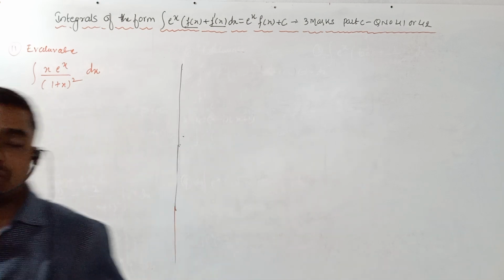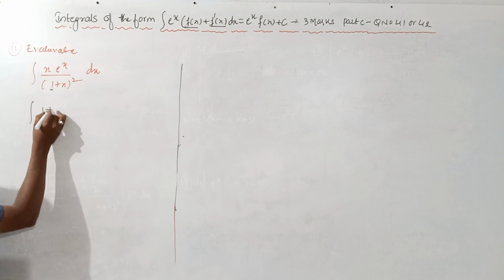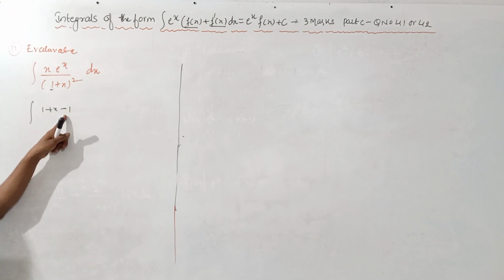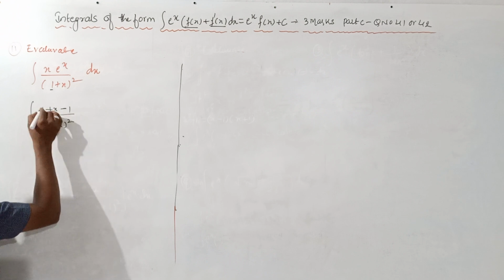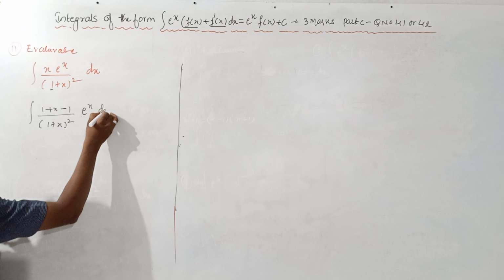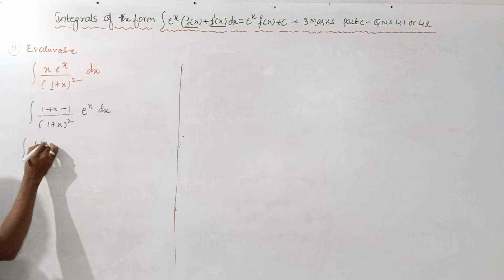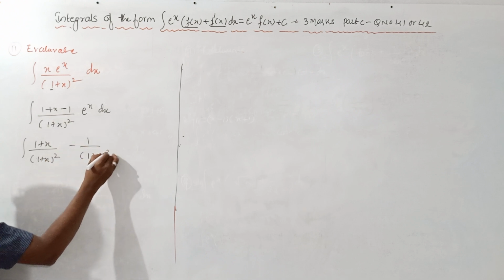To bring it into this form, see here, what I am doing is writing 1 plus x and minus 1, adding one and subtracting one in the numerator, divided by 1 plus x bracket square, with e raised to x as it is, dx. Here I am separating this term and this term, that is 1 plus x divided by 1 plus x bracket square, minus 1 divided by 1 plus x bracket square.